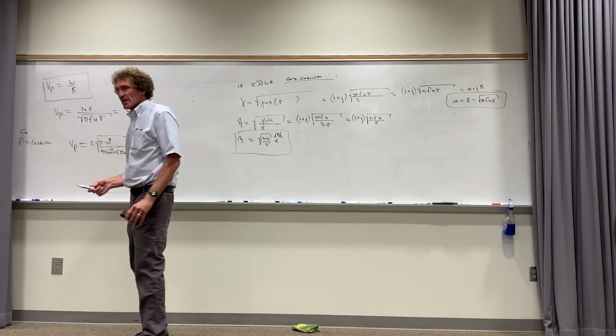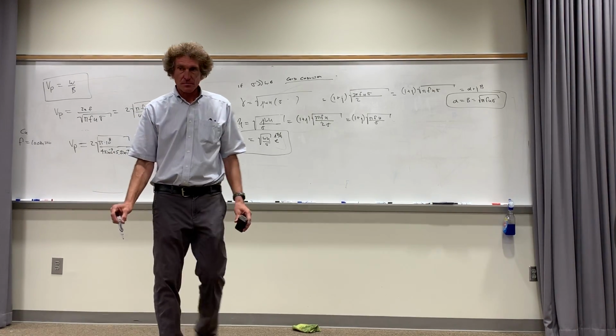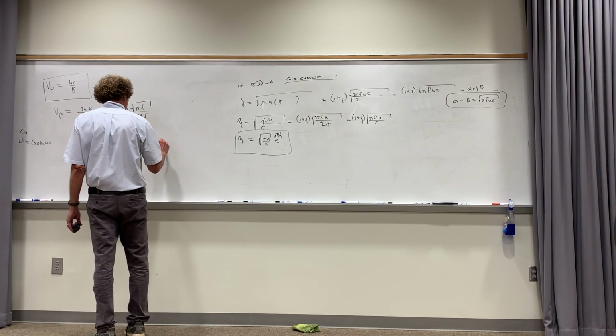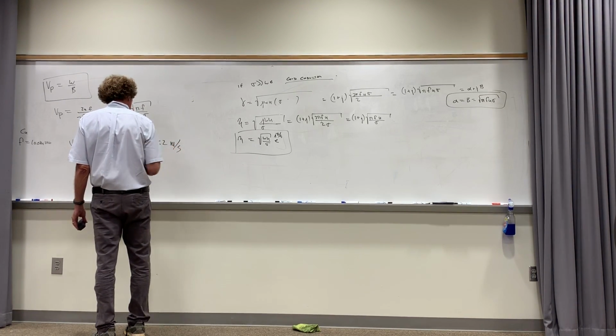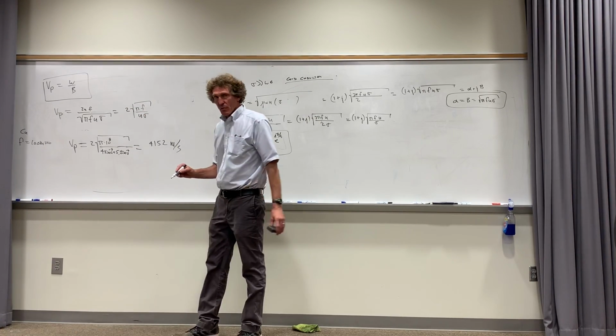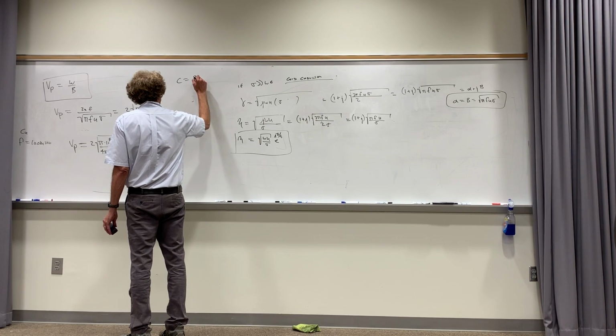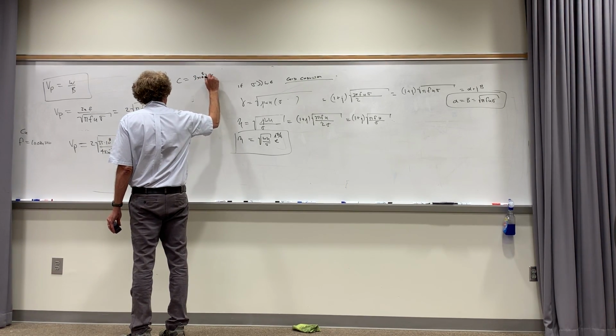What do you get for this? Just give me that answer, someone. 4152.3. 4152 meters per second. Forget the 0.2. What's the velocity of the speed of light? 3 times 10 to the 8th meters per second, right?